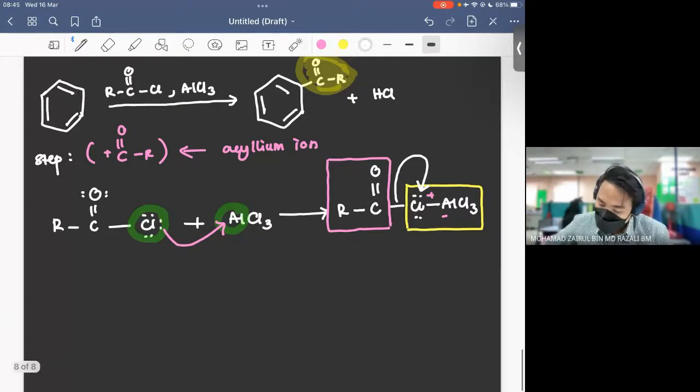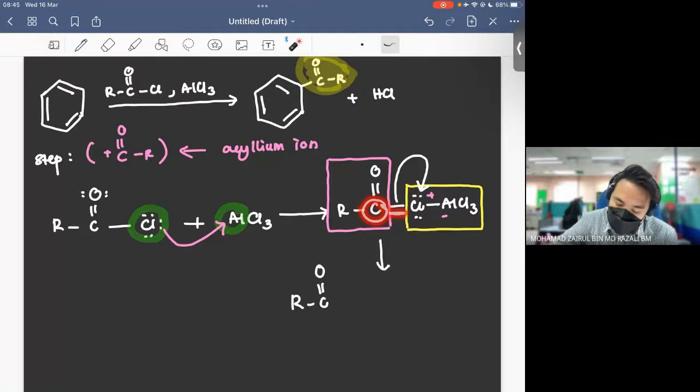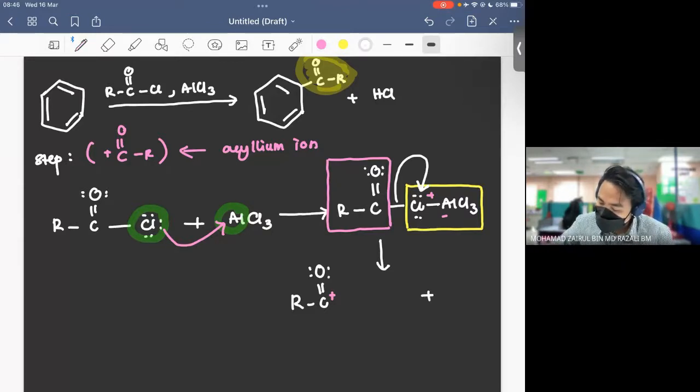Macam itulah. Okay, kita akan hasilkan R, C double bond O sebab carbon ni dia dah donate dia punya elektron. So dia akan ada positive charge. Plus AlCl4 minus. Yang warna kuning ni, ni saya labelkan kat sini. Ini yang warna pink tu.